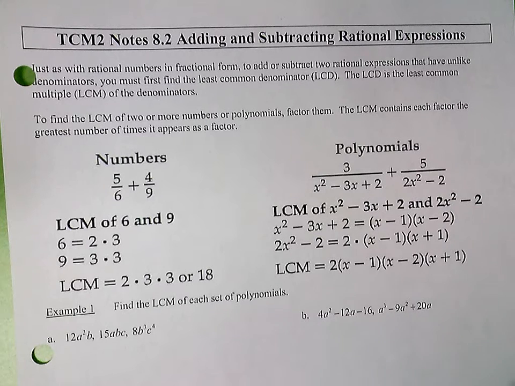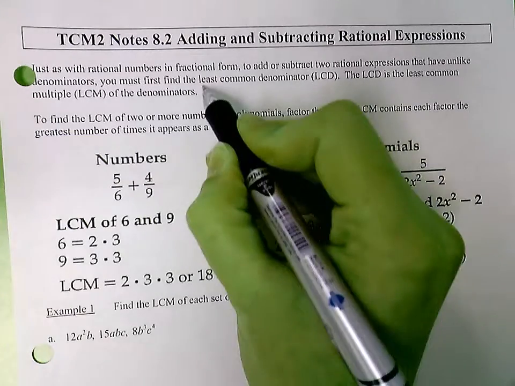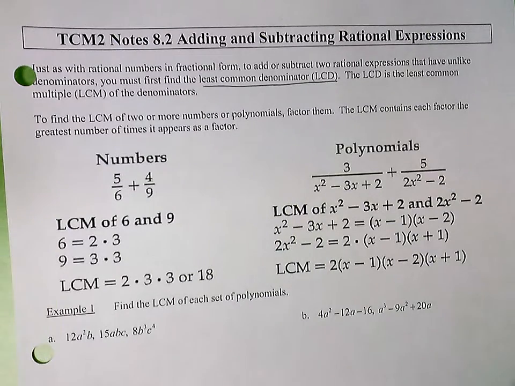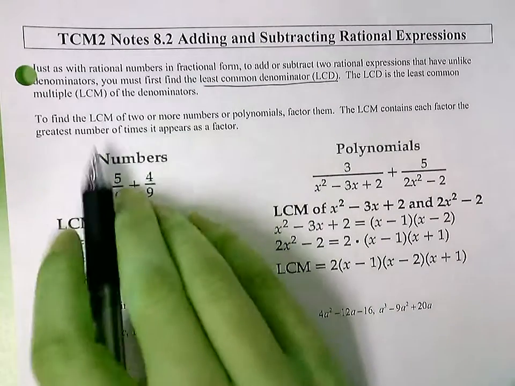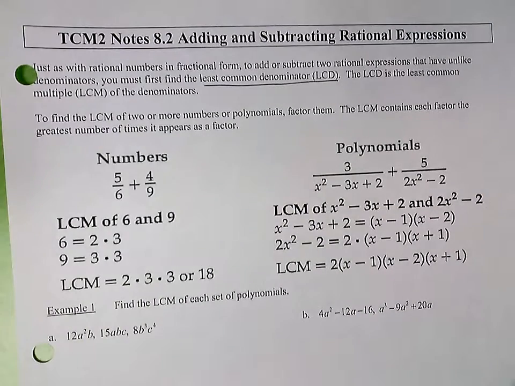So just as with rational numbers in fraction form, to add or subtract two rational expressions that have unlike denominators, you must first find the least common denominator. The LCD is the least common multiple of the denominators. So you have to find that least common multiple. You have to get a common denominator in order to add or subtract these fractions together.